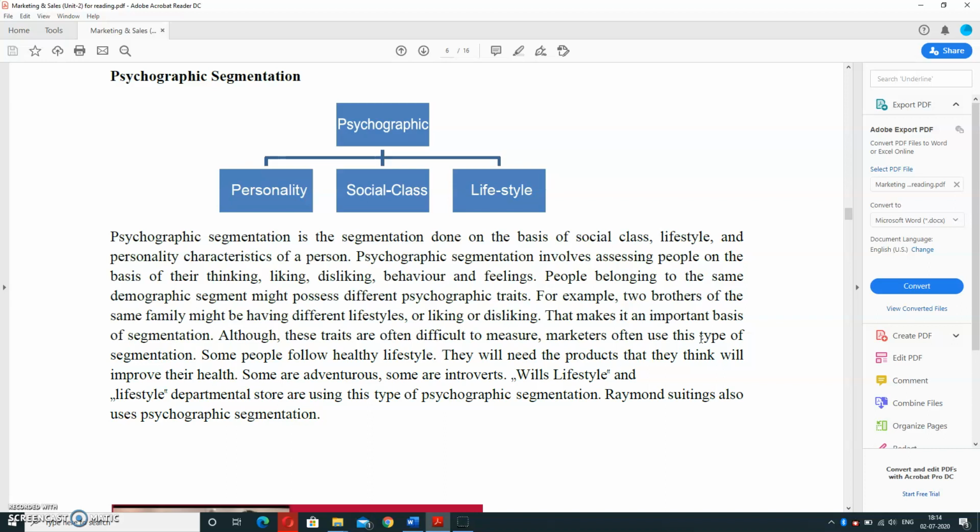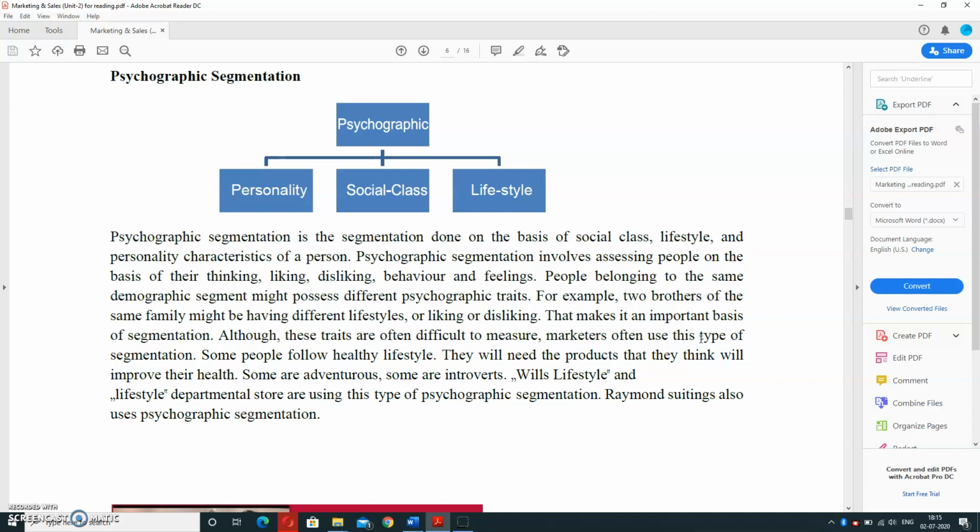People belonging to the same demographic segment might possess different psychographic traits. For example, two brothers living in the same house can demand different products on the basis of their personality and lifestyle, because some persons believe in branded items and some believe in general items. So it depends upon the situation which type of liking and disliking is going on. Some persons are more health conscious, so they will try to find products that are healthy for their lifestyle. So a market is divided on the basis of personality level.